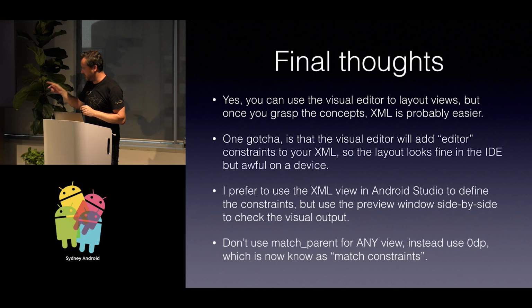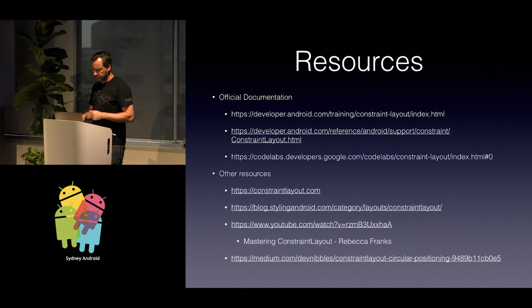In this case, the 0dp says be as wide as you want to be, but you're now constrained by the constraints that you've defined earlier on. So yeah, match parent, don't use that on your views, use 0dp instead, which is now called match constraints. If you see that written down anywhere, just think 0dp in your head. Again, these slides are going to be on the Meetup website, so if you can't read it now, don't worry about it. I know the text is probably a little small, I apologize for that.